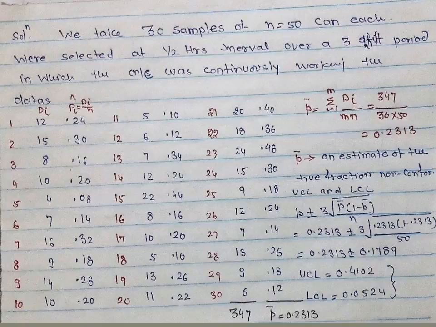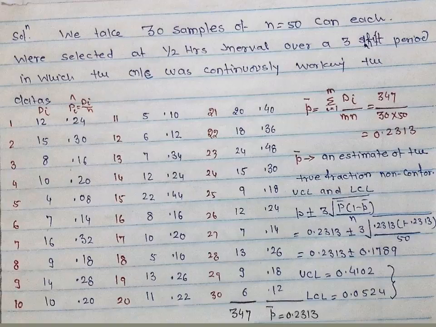As we already discussed, how can we calculate the fraction defective? The p-hat i is the fraction defective. Because we are drawing a P chart, instead of the number we need a fraction defective. So 12 divided by 50 gives 0.24. 15 divided by 50 is 0.3, 8 gives 0.16, 10 gives 0.20, 4 gives 0.08. In this way we have to calculate the fraction defective for all 30 samples.